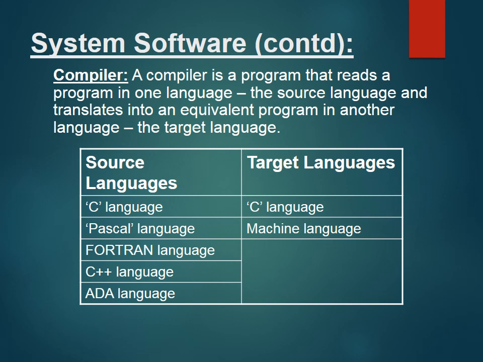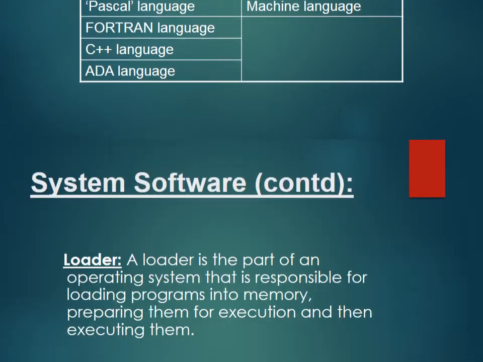Compiler. A compiler is a program that reads a program in one language, the source language, and translates it into an equivalent program in another language, the target language.